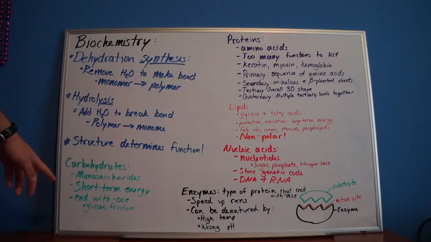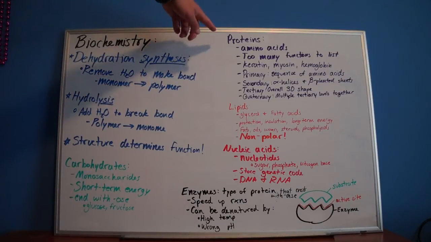So carbohydrates are the first one. Their monomers are monosaccharides. They provide short-term energy. Typically, their names are going to end with "-ose", like glucose, fructose, maltose, dextrose, cellulose, those types of things. There are a few weird ones like glycogen and starch that don't have it. But typically, those "-ose" names.